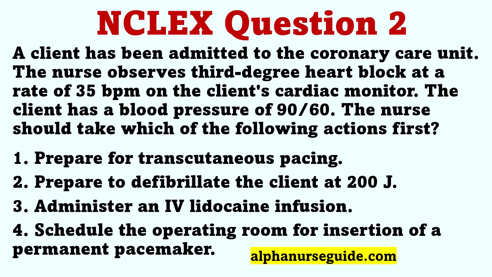A client has been admitted to the coronary care unit. The nurse observes third-degree heart block at a rate of 35 beats per minute on the client's cardiac monitor. The client has a blood pressure of 90/60. The nurse should take which of the following actions first?